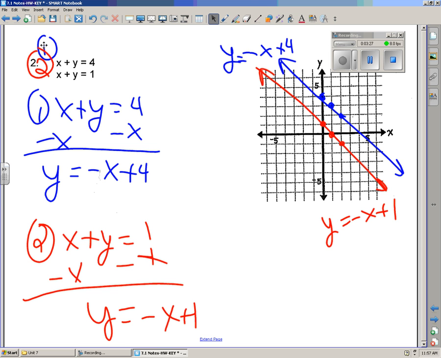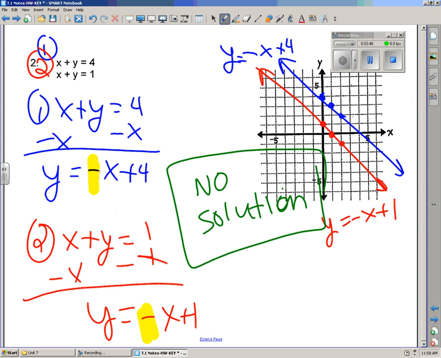Well, take a look. These lines don't intersect. They're parallel. You should have known that before you graphed them, because look at their slopes. Their slopes are the same. So parallel lines never intersect. So this doesn't have a solution. And that ends up being your answer.